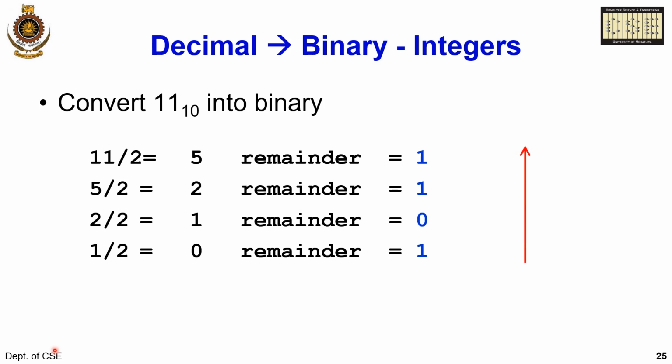Now what we do is that we write down the binary number starting from here, which gives us 1011 in binary, right? So 11 in decimal is equal to 1011 in binary.